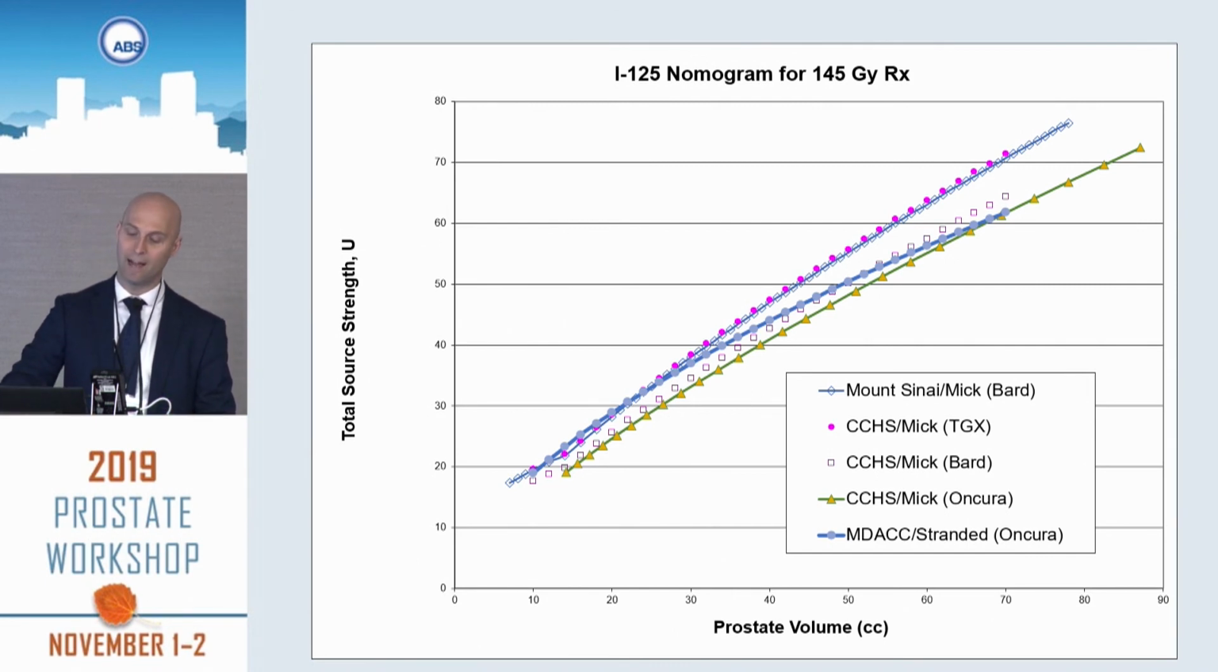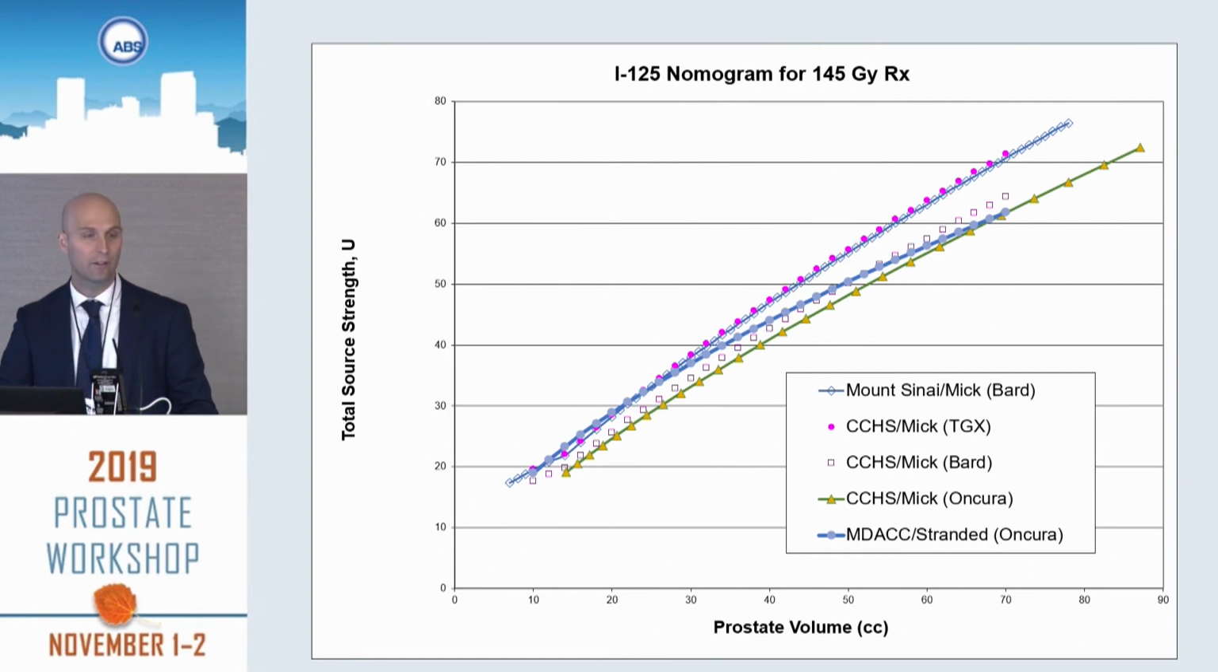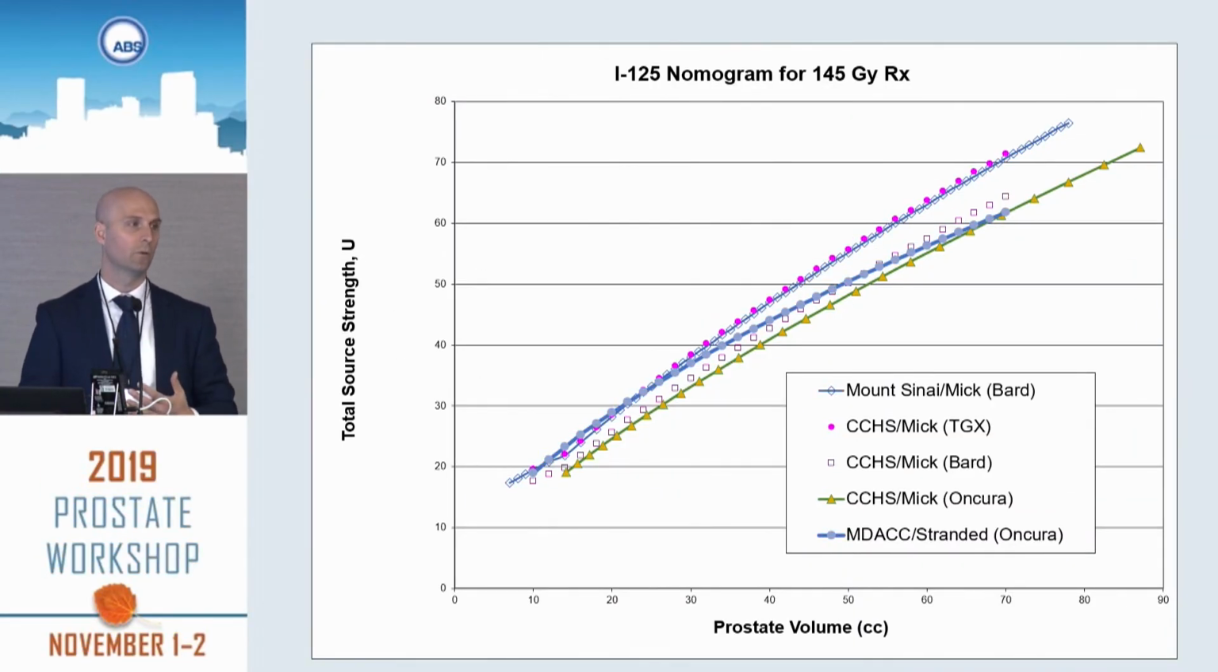This is an iodine nomogram. In literature, you'll be able to find other nomograms out there. And so it's just total source strength versus prostate volume. And you'll see there are differences, and that's okay. And these differences are because institutions plan differently. Some are more peripheral, some are more central. And so as you build your expertise, I think it's very, very helpful to consider how other people have done it, but don't be afraid to learn from your own practice.